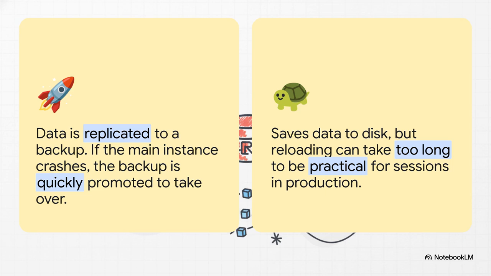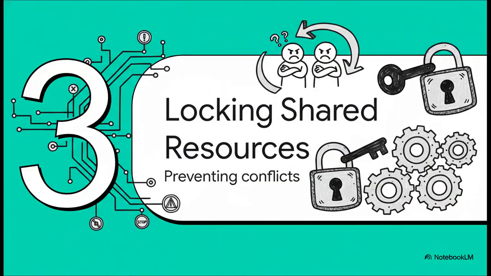If the main one goes down, the backup just takes over, like instantly. Your users, they never even notice a thing. All right, use case number 3. We're getting a little more advanced here, but this one is so important. We're talking about distributed locks.